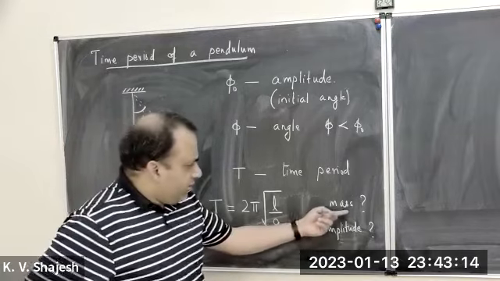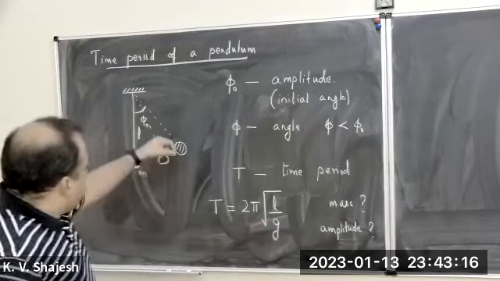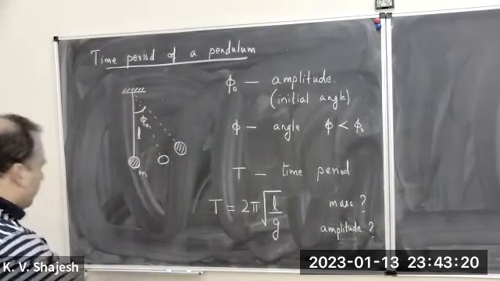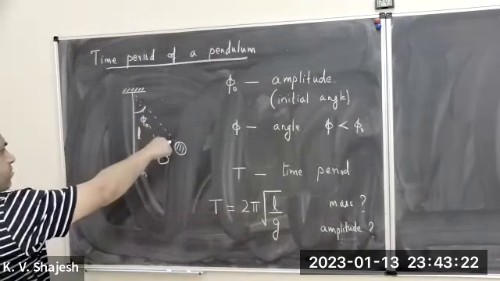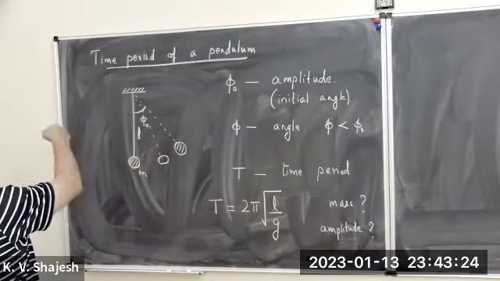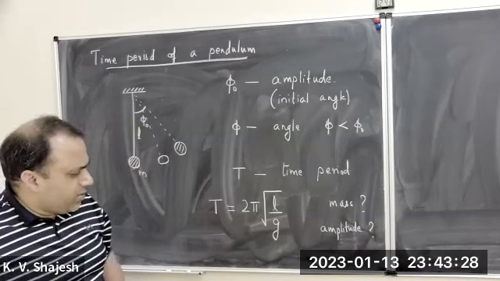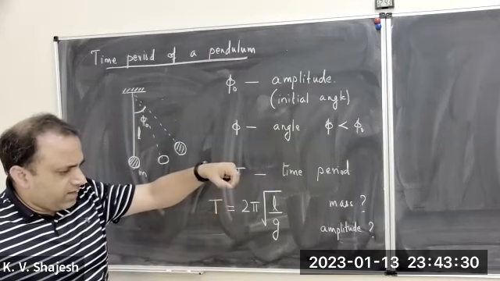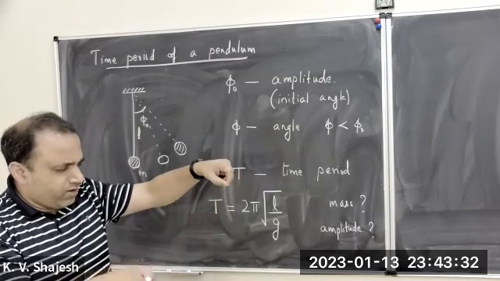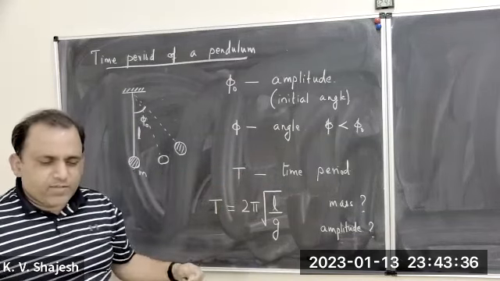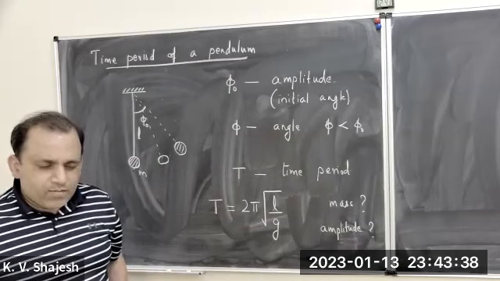So that is the time period. Again we have a mass hanging from a string of length L, and you measure the time it takes to go all the way to the left and come back. This can be easily done: hang it, and instead of timing one oscillation, time about 10 or 20 oscillations and divide the total time by the number of oscillations.